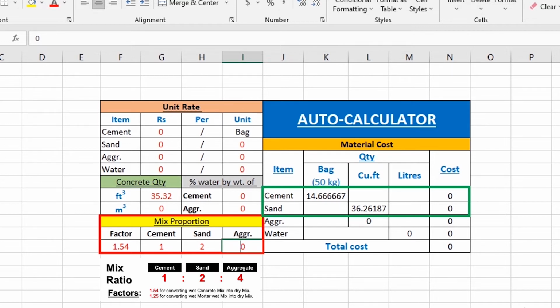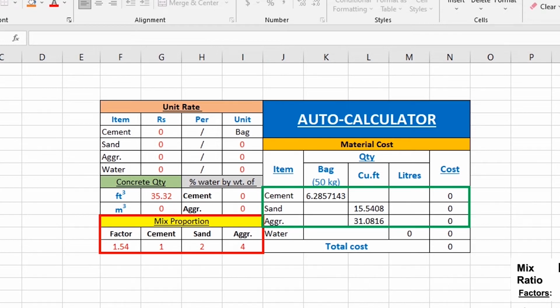Now by entering 4, the required number of cement bags is reduced from 14.66 to 6.28 and sand from 36 to 15 cubic foot, because of the addition of coarse aggregate for the same required quantity of concrete.